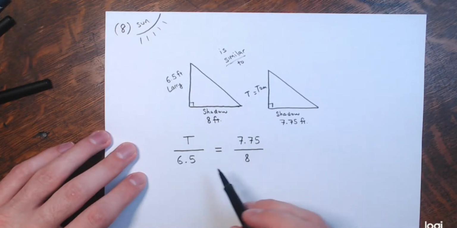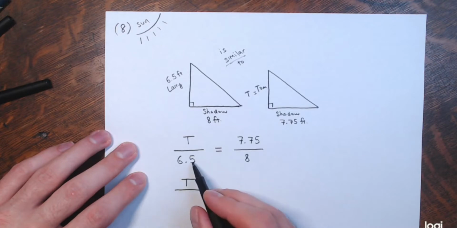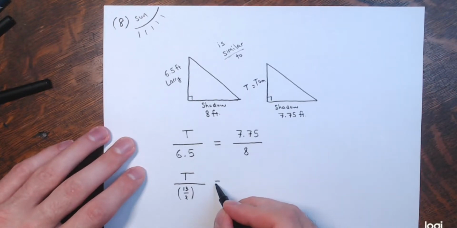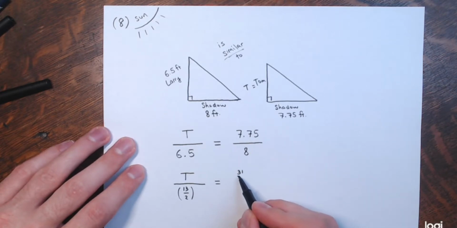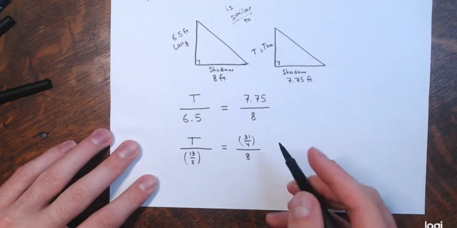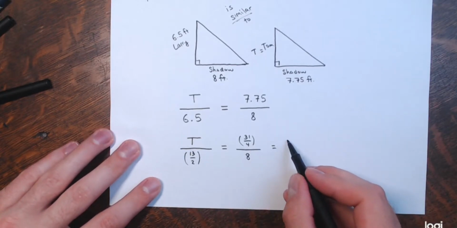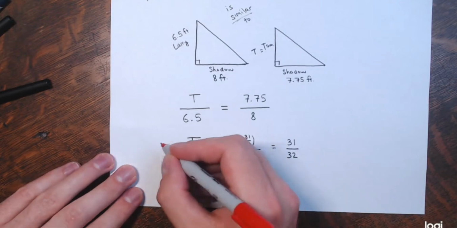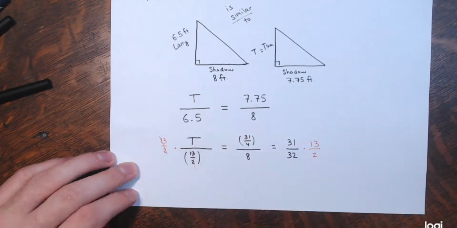Now, me personally, I'm going to change all of this to fractions right now. So this is T over 6.5, that's 13 halves, equals 7 3/4, which would be 31 quarters, divided by 8. Doing some simplifying: dividing by 8 is the same thing as multiplying by 1/8, or you can multiply the numerator and denominator by 4. That's 31 32nds. And then I would multiply both sides by 13 halves. That'll get rid of the 13 halves here and here, and I'll have Tom's height alone.